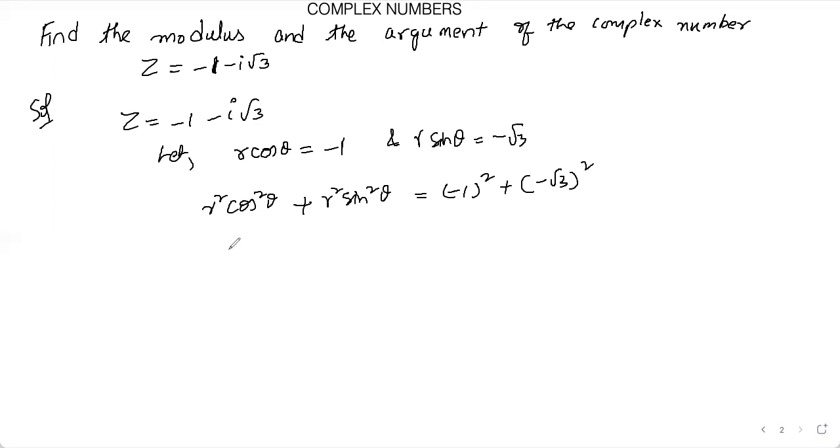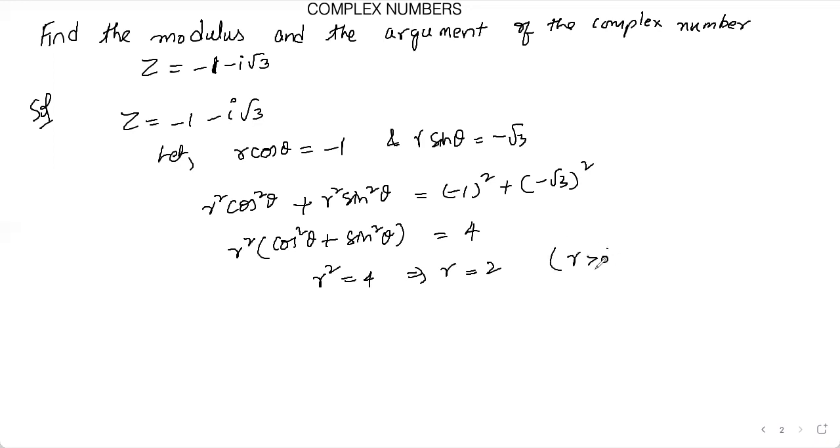So we get r square times cos square theta plus sine square theta. This will be 1 plus 3, which is 4. Cos square theta plus sine square theta is 1. So r square is equal to 4, or r is equal to root 4, which is 2. We'll consider r greater than 0, conventionally. So the modulus is 2.